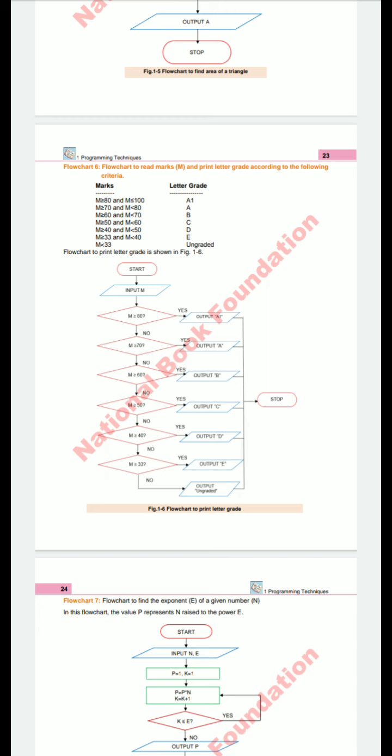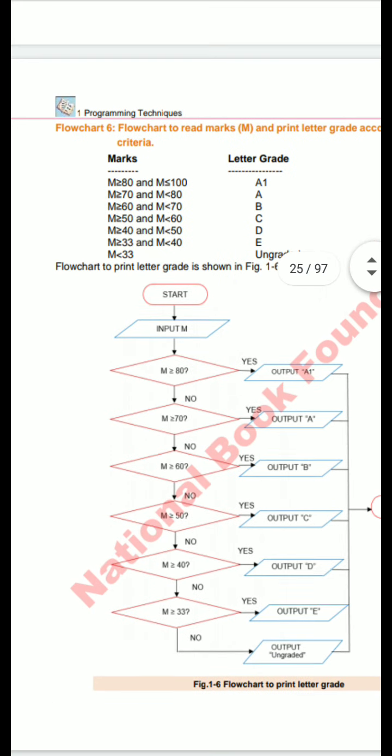Flowchart to read the marks M and print the letter grade according to the following. In this we have mentioned some grades A, B, C, D and E, and grade A is marks greater than or equal to 80 and less than or equal to 100.